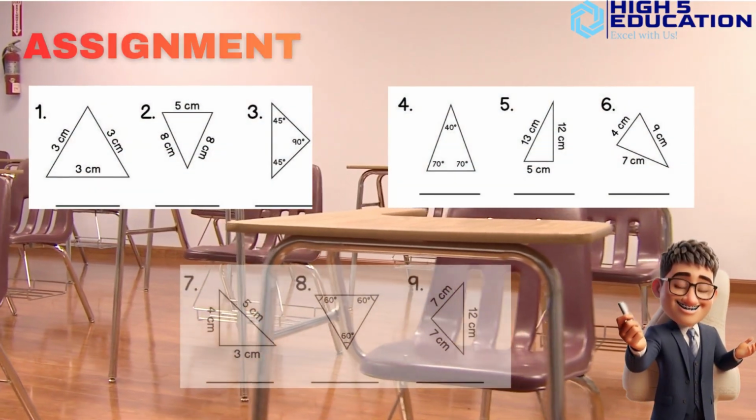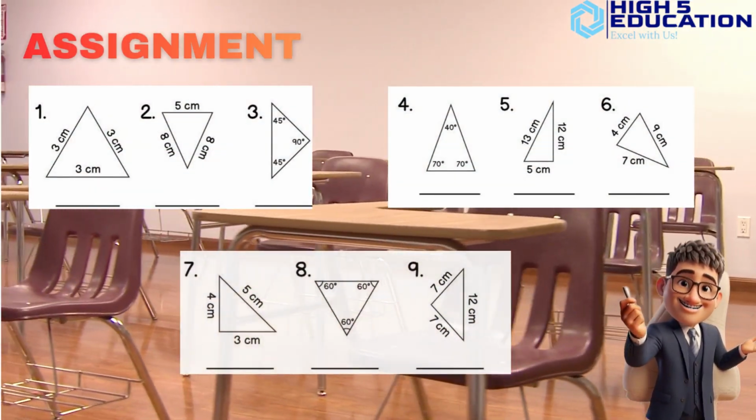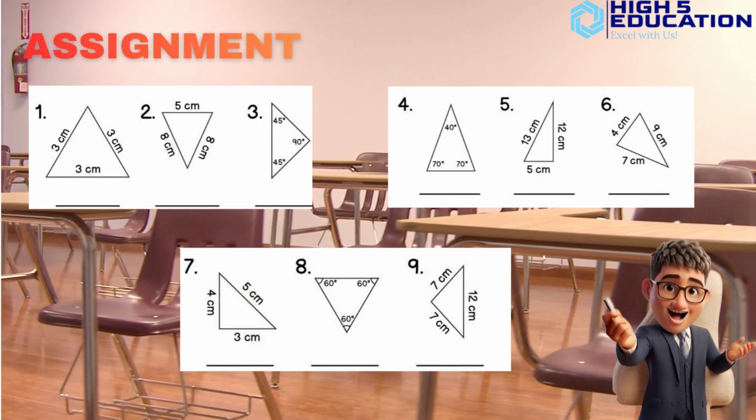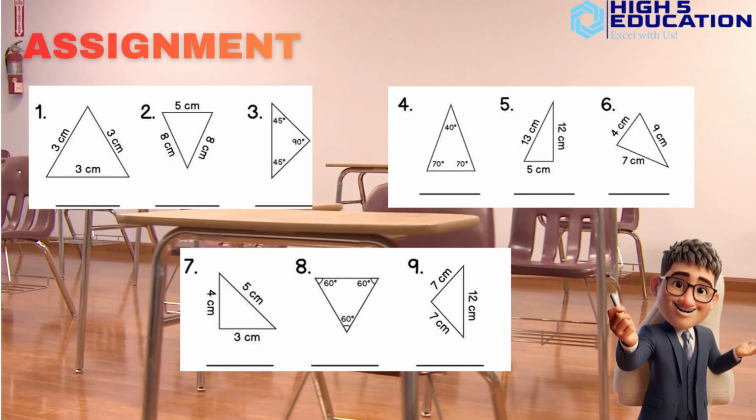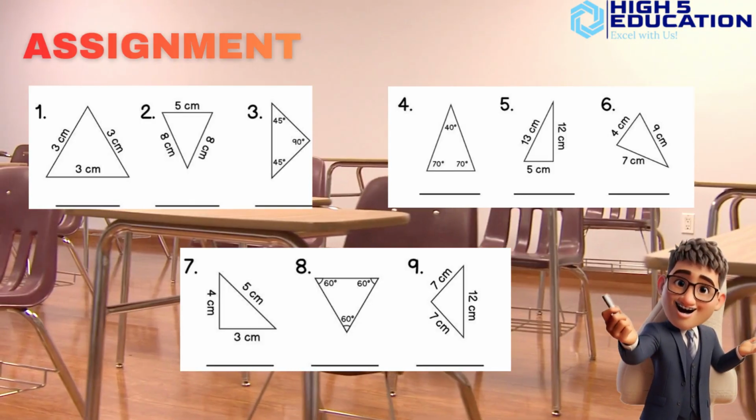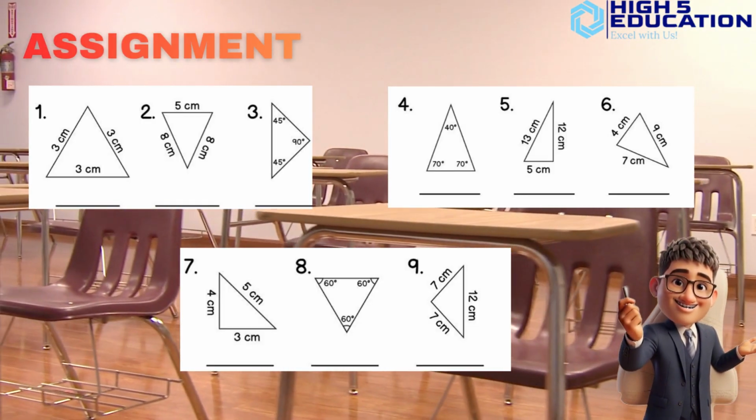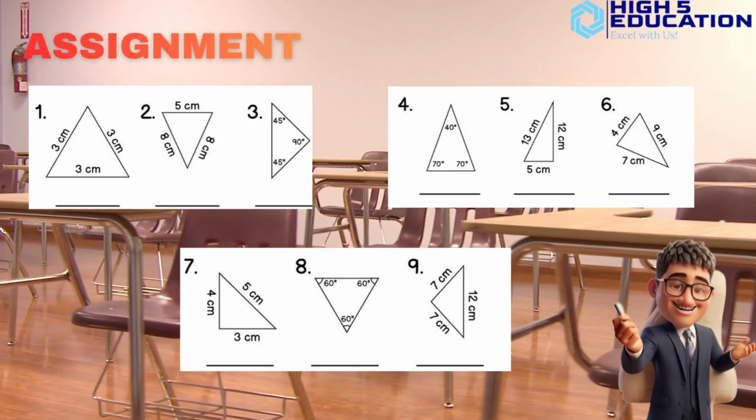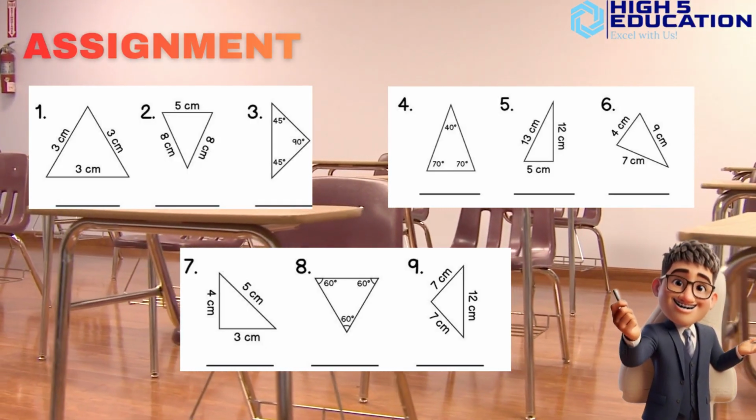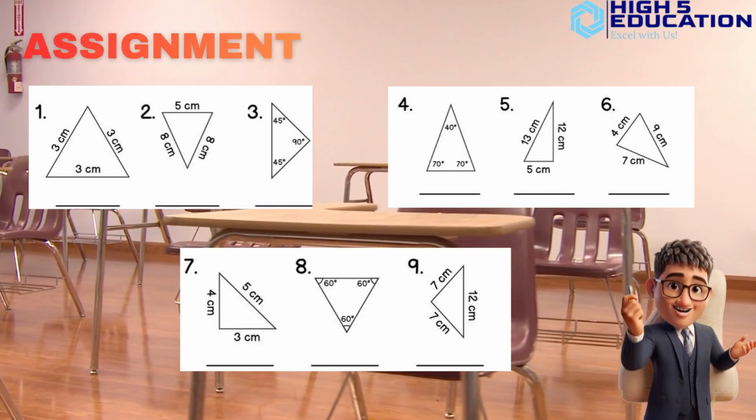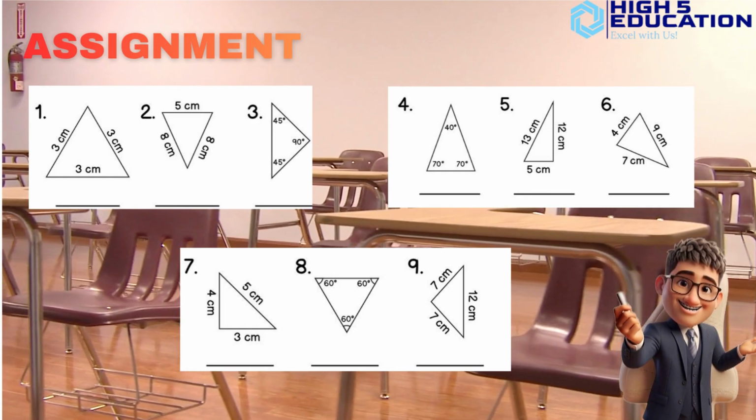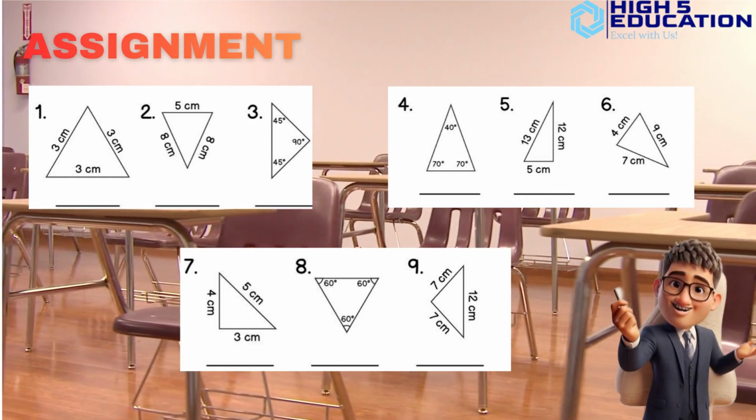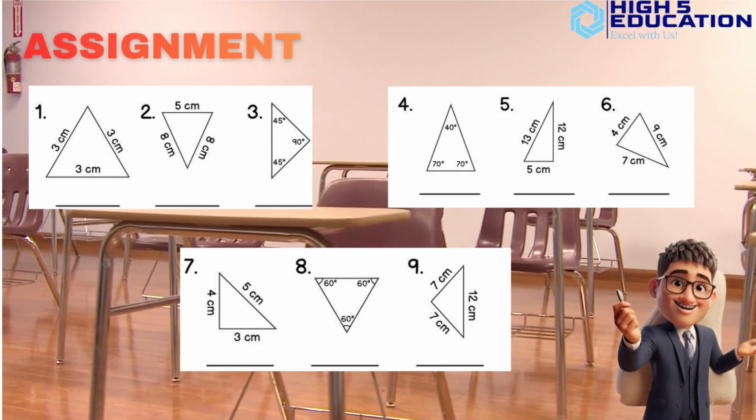Fantastic work today, everyone. Now it's time to complete your independent assignment. In front of you is a worksheet with 9 triangles. Your job is to classify each triangle by writing the correct name on the line provided. As you work through each question, remember to look carefully at the information given. Some triangles show the lengths of their sides, while others show the measurements of their angles. Use what you've learned today to decide whether each triangle is equilateral, isosceles, scalene, or right triangle.